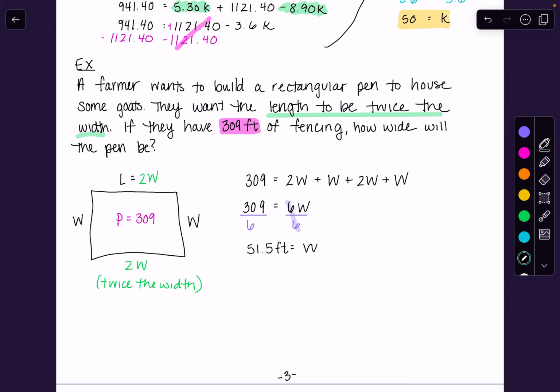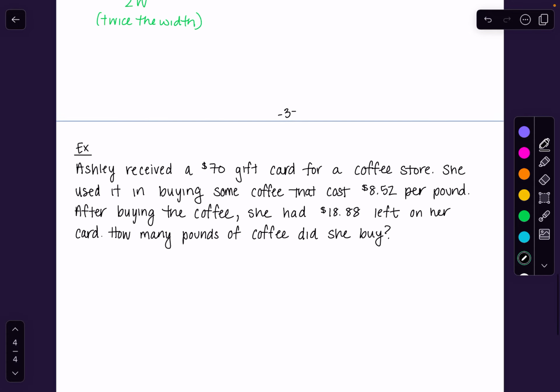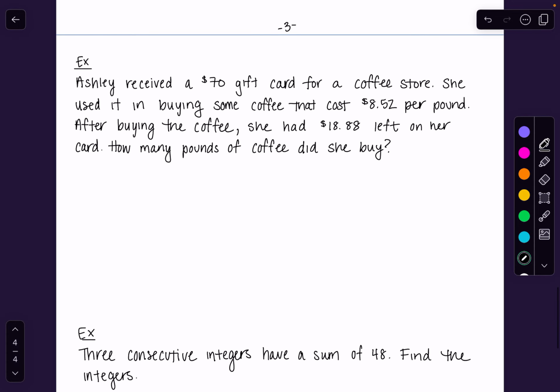Okay. Let's try another one now. Ashley received a $70 gift card for a coffee store. She used it in buying some coffee that cost $8.52 per pound. After buying the coffee, she had $18.88 left on her gift card. We want to figure out how much coffee she bought.